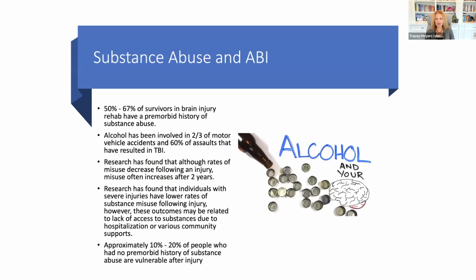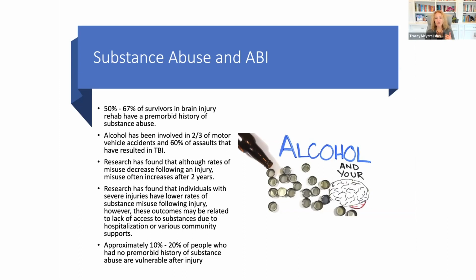So let's look at some prevalence and statistics with substance abuse and TBI. About 50 to 67% of survivors with brain injury have had a pre-morbid history of substance use. These are folks that have been in a brain injury rehabilitation center, so these are people that usually have had a moderate or severe TBI. We're not including mild cases of just ED visits. We're talking about folks that are in rehabilitation.